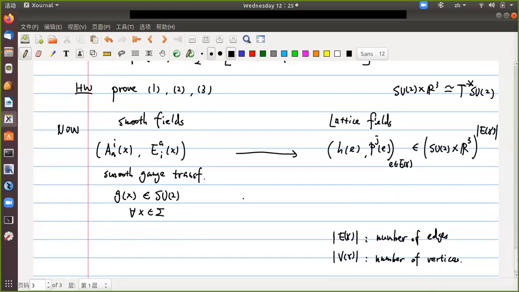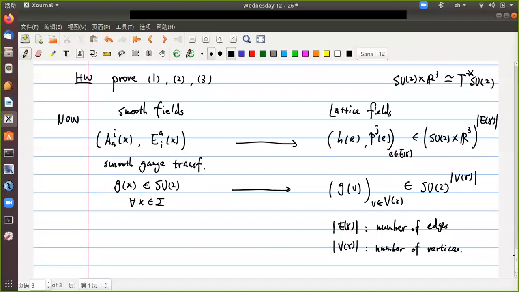All right, and now the gauge transformation is also discretized. So you also have the lattice gauge transformation. It's not a smooth field anymore, but only a gauge transformation on the vertices, v belongs to V gamma. Because each gauge transformation belongs to SU2 at each vertex, the entire gauge transformation is SU2 to the power V gamma, where V gamma is the number of vertices. Okay. So this summarizes all our procedure for the discretization.